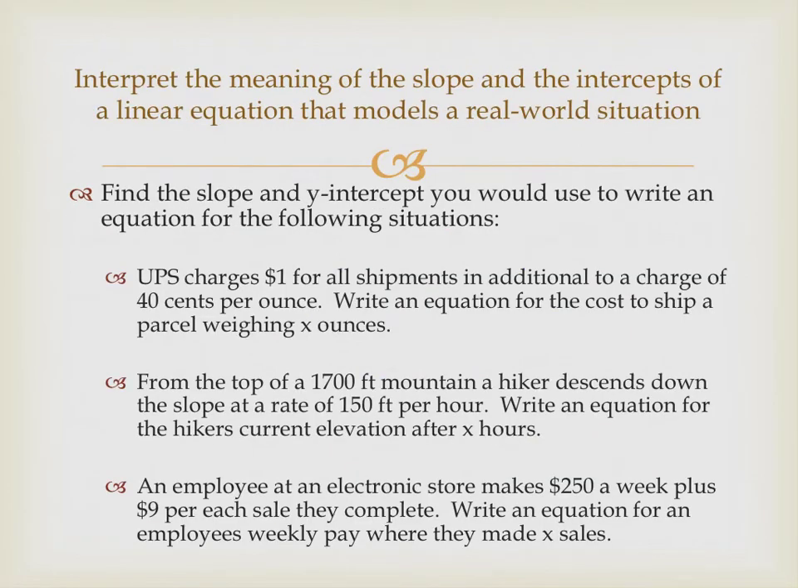So lots of things in life can be modeled by linear equations. Let's run through these, and if I were you, I'd pause this video and use a little y equals mx plus b for each of these situations because we have a slope and a y-intercept. All right, UPS charges $1 for all shipments in addition to 40 cents per ounce. So y, which would be how much you have to pay UPS, would be $1 no matter what, and then it's 40 cents per ounce, where x is the number of ounces.